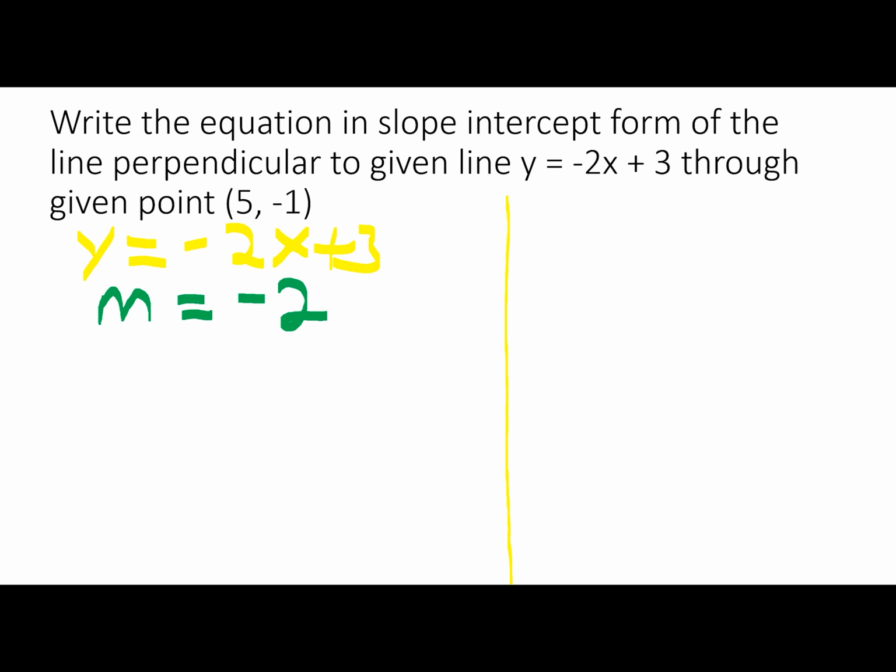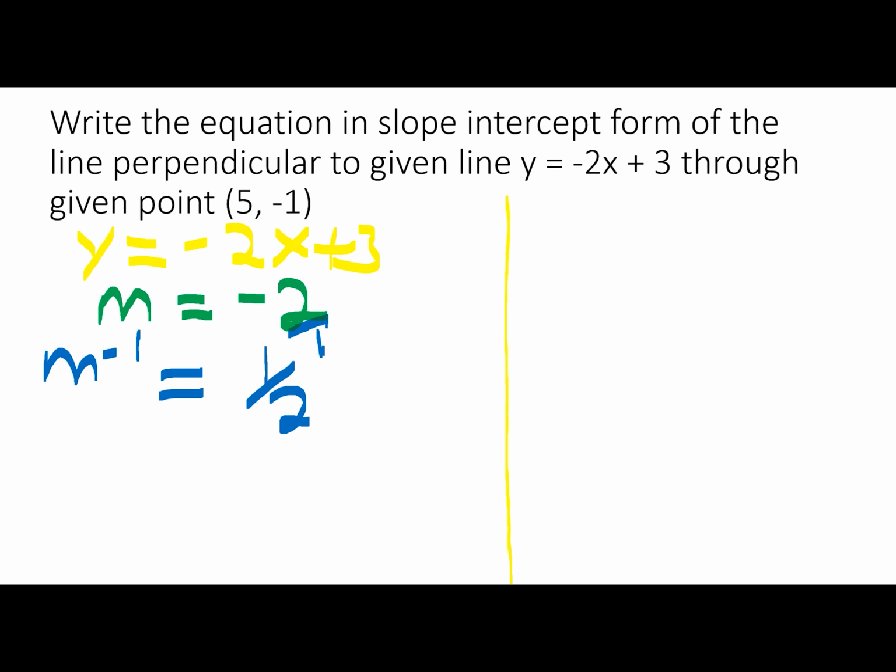Now the next step said take the negative reciprocal of the slope. Since it's negative, it becomes positive. Since it's 2 over 1, whole numbers are always over 1, when we flip it, it becomes 1 over 2. So since it was negative, it became positive. It's a whole number, and it became a fraction. It was 2 over 1, it became 1 over 2.